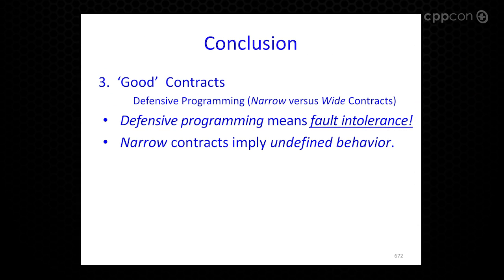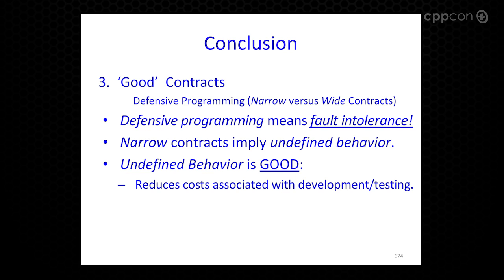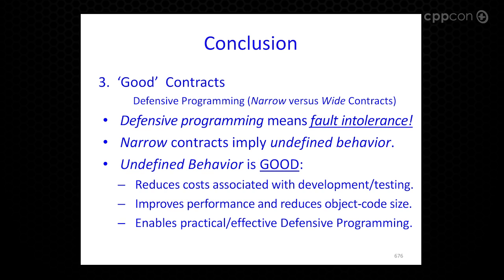So narrow contracts imply undefined behavior, and I love this one. Undefined behavior is good. Do I really mean that? No. But why is it useful? It reduces costs associated with development and testing, improves performance and reduces object code size, enables practical, effective defensive programming, allows useful behavior to be added as needed. Okay? So that's what we meant by that.